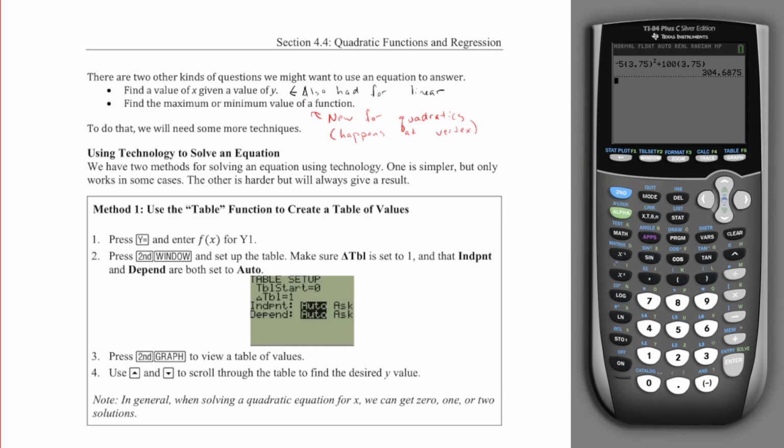Now, when we had linear functions, finding x given y required that we do some algebra, right? It required more than just plugging in. The same is true for quadratics. And because the algebra involved in quadratics is a little bit more complex, we're going to use technology. There are 2 ways we can use technology to find x given y. The first way that we can do it is to use a table of values generated from our function.